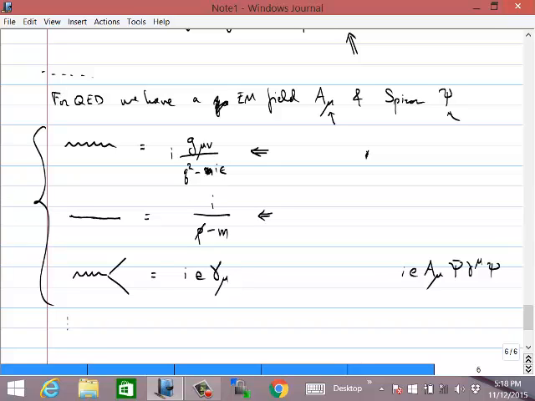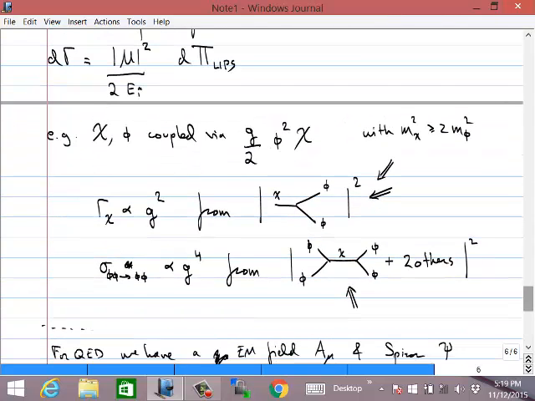Yes? Regarding the decay and its cross-section, what would happen if we look at the inverse process? Would the amplitude be the same? Absolutely. There's also a process where two phis can come in to make a chi particle.